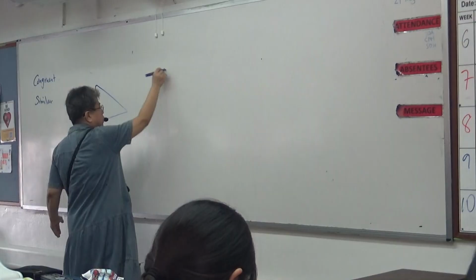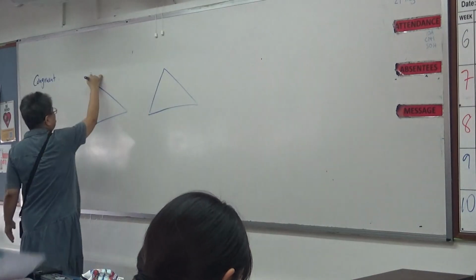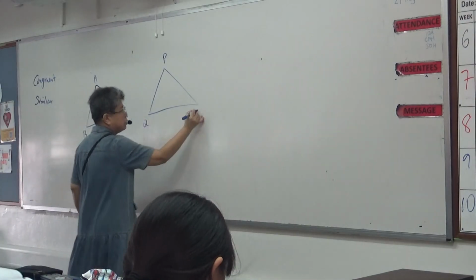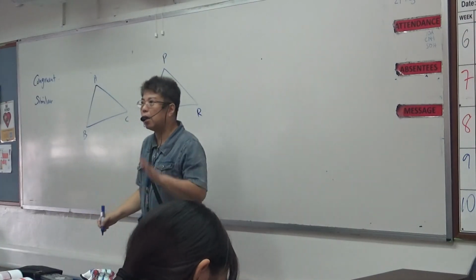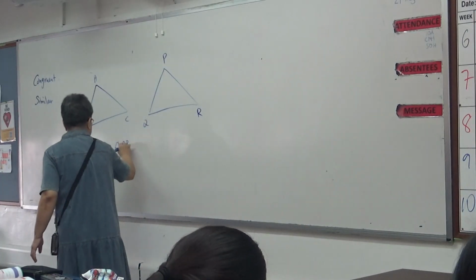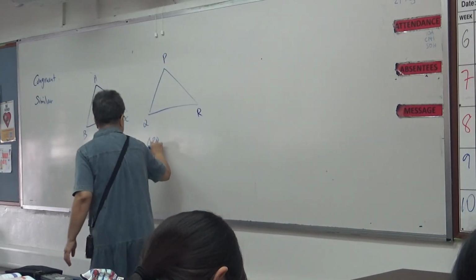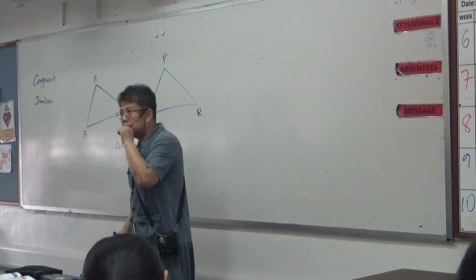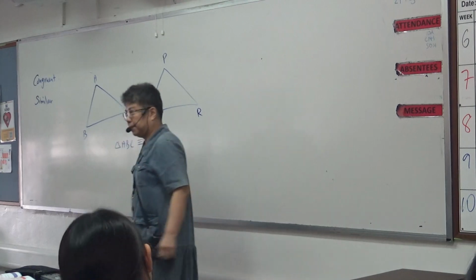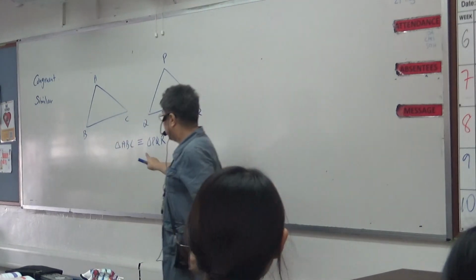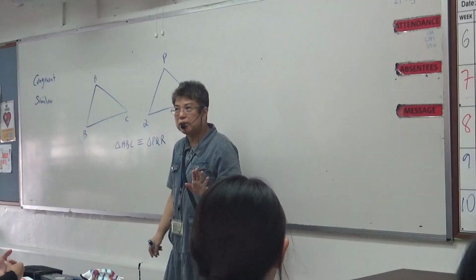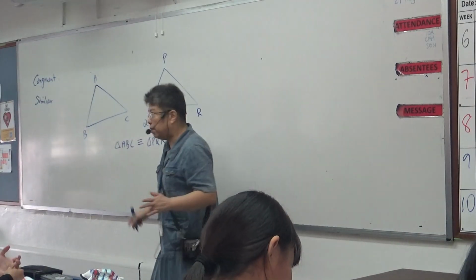If I tell you that triangle ABC and triangle PQR are congruent, the symbol for congruency is 3 lines, and the vertices must coincide. That means it must be of the same order. What do I mean by that?